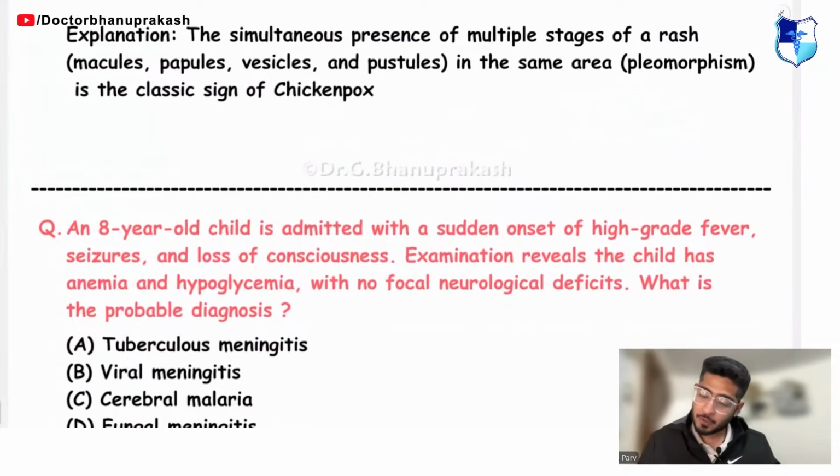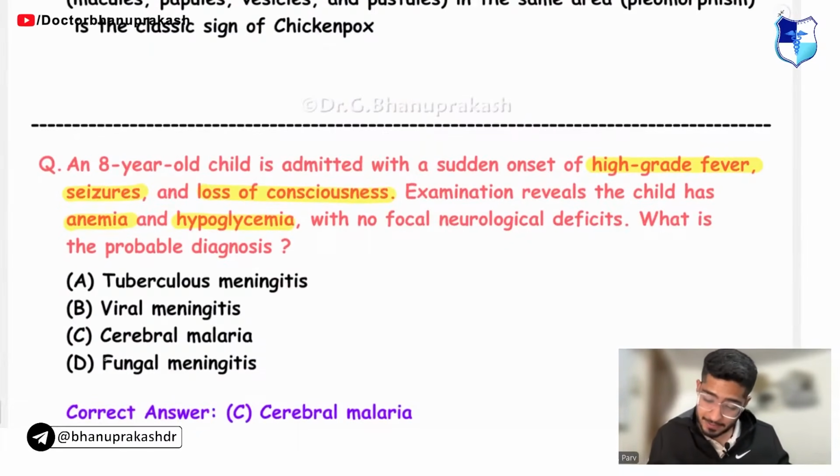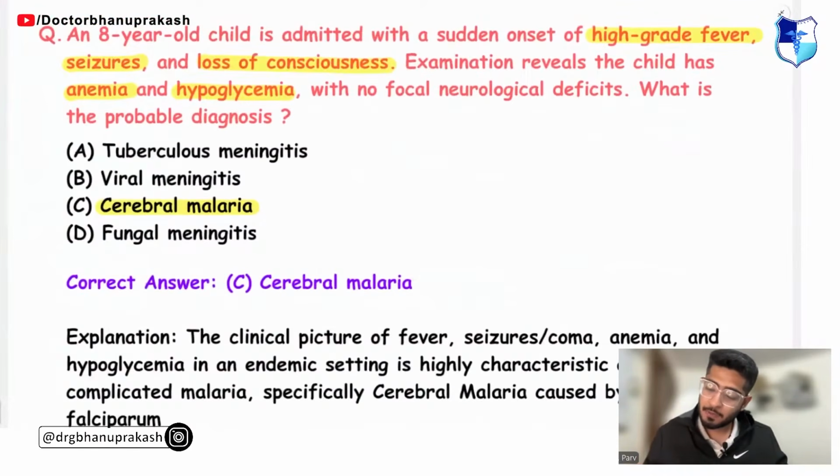Yes, bacha. So having a high grade fever, having seizures, having loss of consciousness, then there was anemia, there was hypoglycemia. What is the answer? The answer is cerebral malaria. So why not others? Remember this fever, see the anemia is actually important for cerebral malaria. I'm writing the mnemonic for you as well.